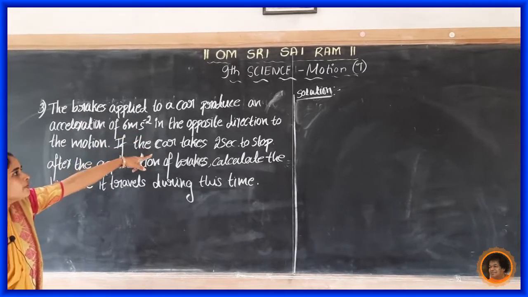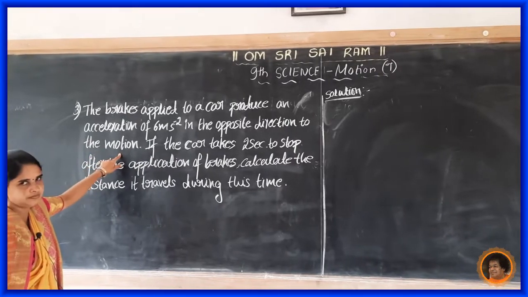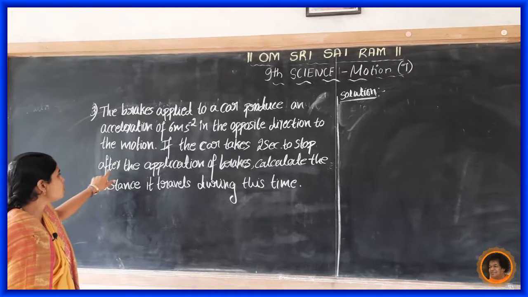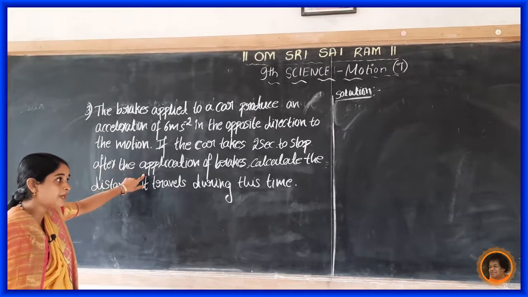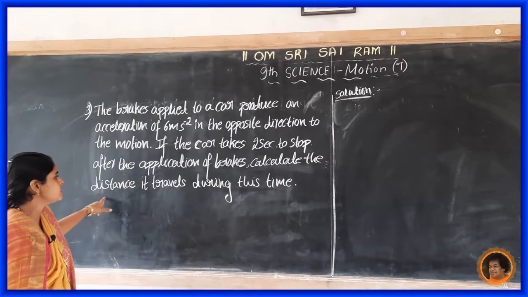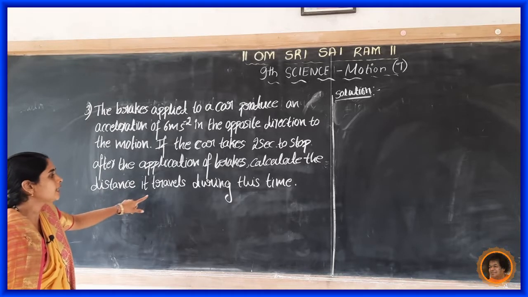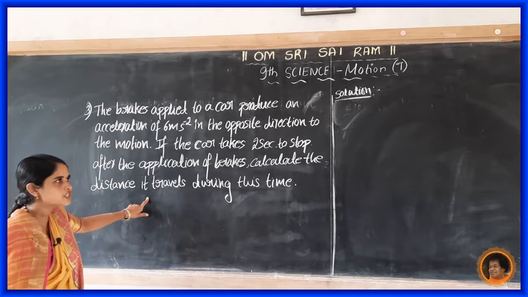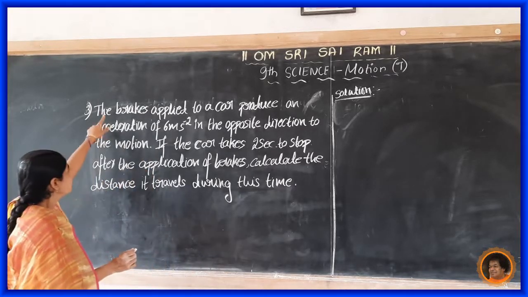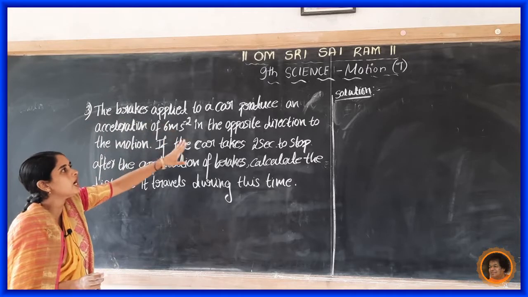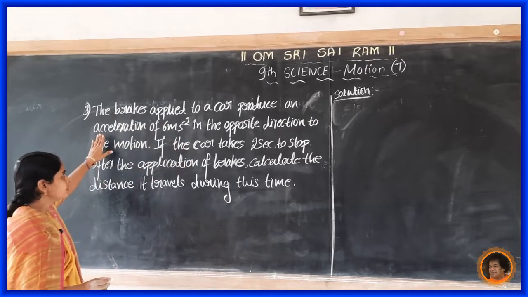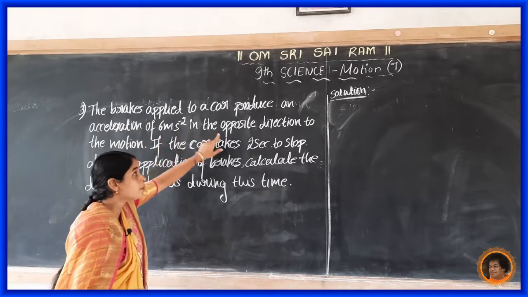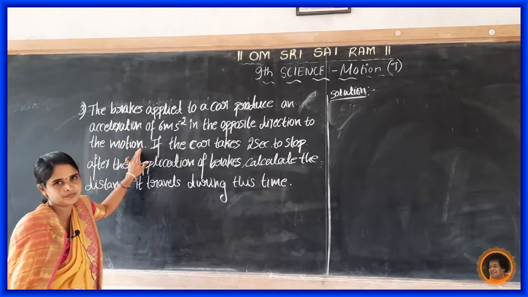Third problem. The brakes applied to a car produce an acceleration of 6 meter per second square in the opposite direction of the motion. If the car takes 2 seconds to stop after the application of brakes, calculate the distance it travels during this time. First write the data.